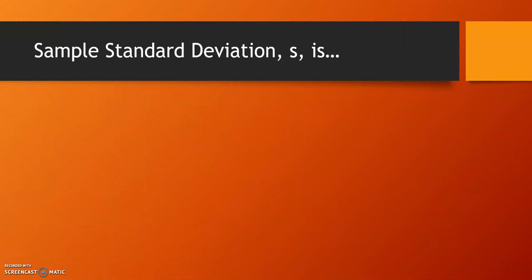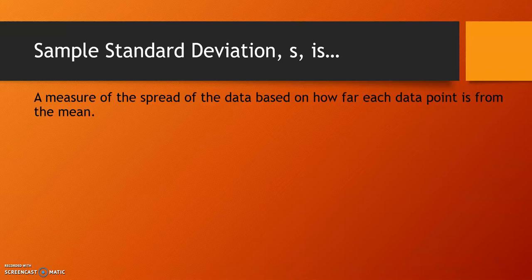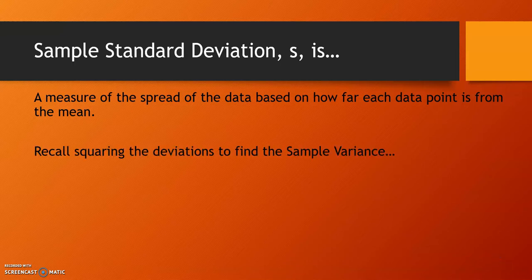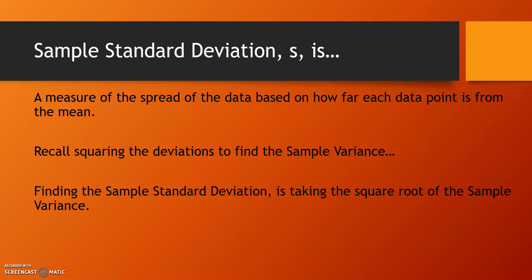Sample standard deviation, S, is a measure of the spread of the data based on how far each data point is from the mean. Recall squaring the deviations to find the sample variance. Finding the sample standard deviation is taking the square root of the sample variance. Standard deviation S equals the square root of the sum of the deviation squared divided by the number of points in the data set minus 1.